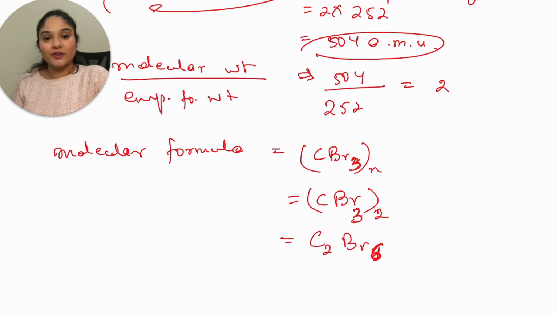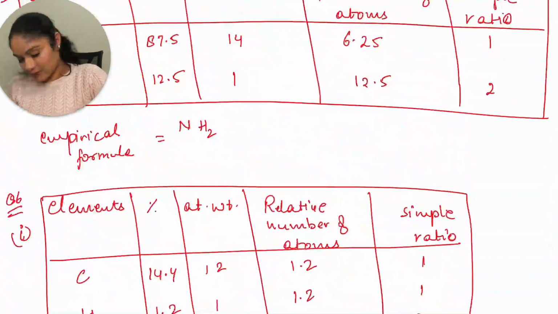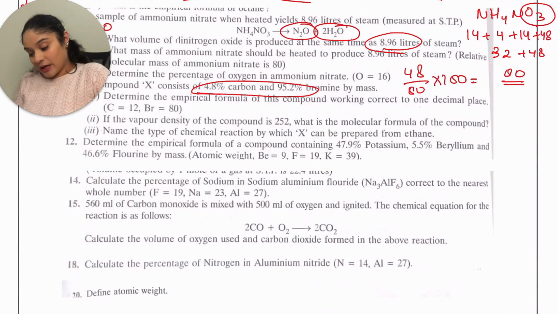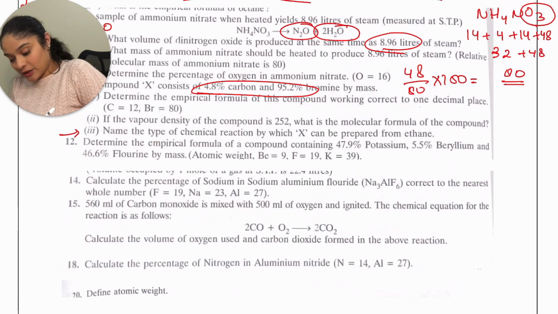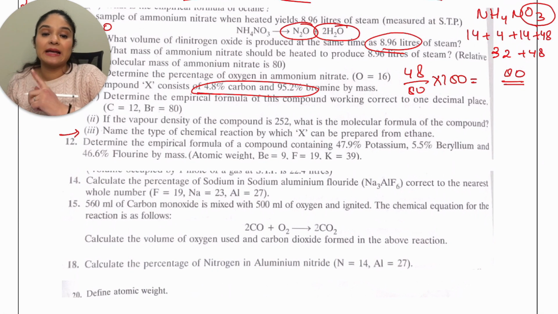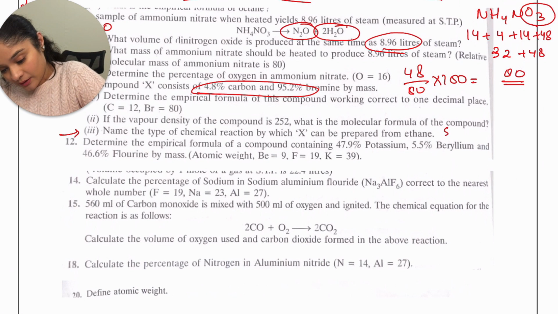Now moving on to the next question, students. Let's see what is the next question. Oh, okay. One question I missed out was the 11th third part: name the type of chemical reaction by which X can be prepared from ethane. It is substitution reaction.